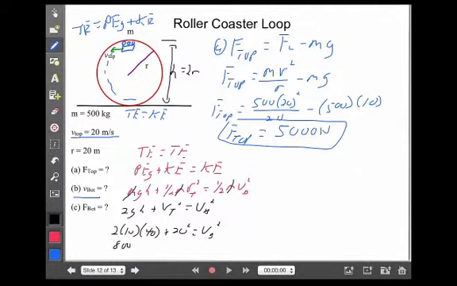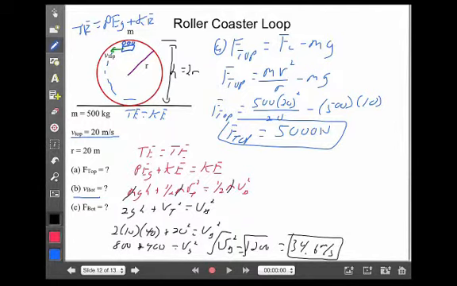This is 800. That's 400. So the velocity at the bottom squared is 1200. And then if you take the square root of 1200, you get about 34.6 meters per second.